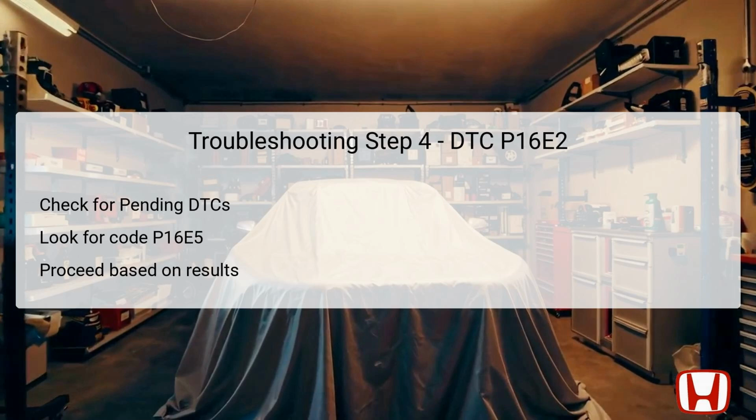In the fourth troubleshooting step for DTC P16E2, the next area of focus involves checking again for any pending DTCs, specifically monitoring for P16E5. This DTC code references a LIN communication error involving the PCM's DC-DC converter. Finding a confirmed presence of this error indicates another layer of potential communication failure, which could directly reflect the problems being experienced with P16E2.